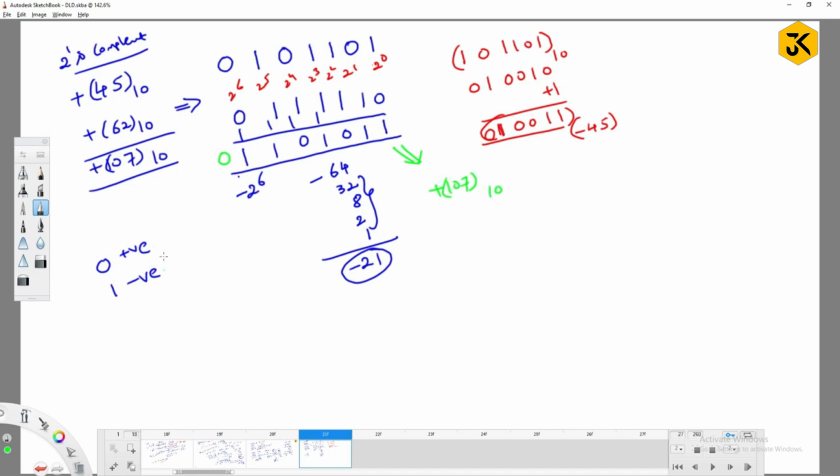Okay, fine. So for timing, try to think about this one, and take one more example: 45 base 10 and 62 base 10. I am trying to perform subtraction. So what is the 2's complement of 45? 0 1 0 1 1 0 1, and the 2's complement of 62.